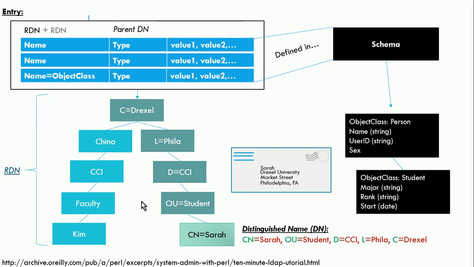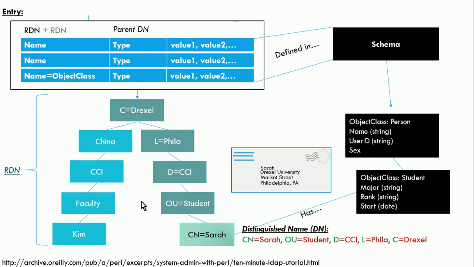So if I'm trying to address a specific object like Sarah, it's not enough for me just to say that the CN equals Sarah. There could be other CNs that equal Sarah. But CN equals Sarah, OU equals student, D equals CCI, L equals Philadelphia, C equals Drexel is unique to that object. And that whole thing that you see there is called a distinguished name.